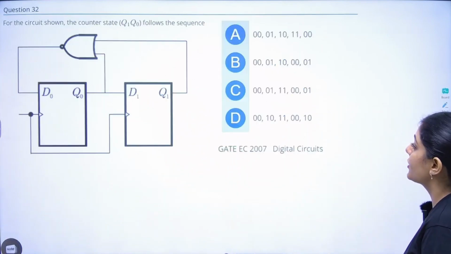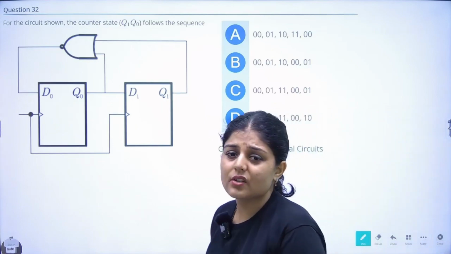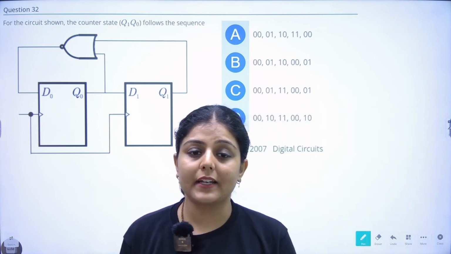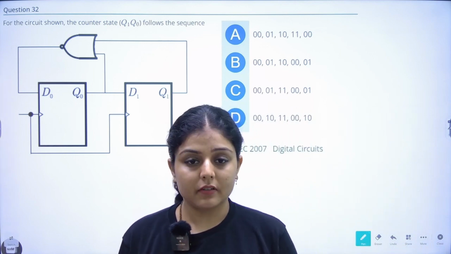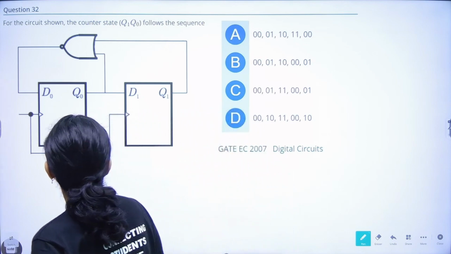Great. Moving on to the next question. Next question is also a similar kind of question. They are asking you to find out the sequence. We can easily solve it. Let's just do it. So what kind of gate is given?